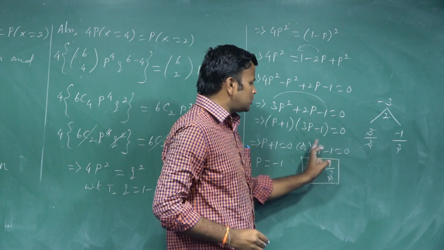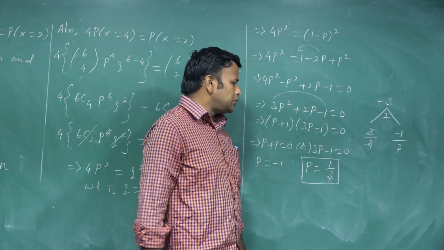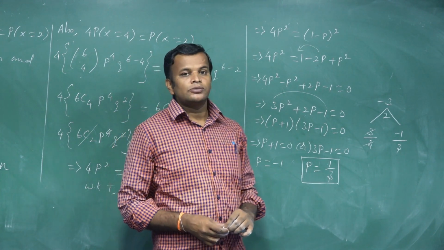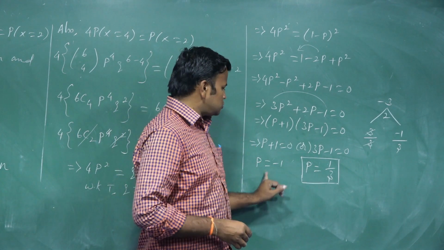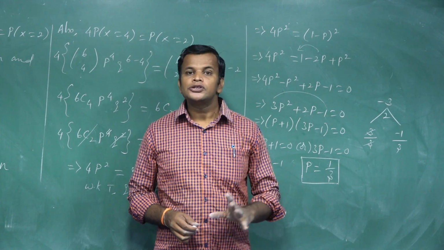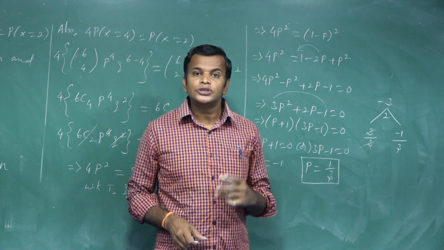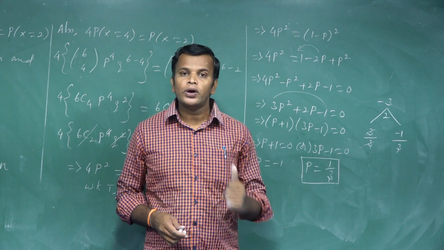Minus 1 becomes plus 1. 3p is equal to 1. So the value of p is equal to 1 by 3. I say out of these two values, one value is impossible. Do you identify? In these two values, one value is always impossible. Which value? Minus 1 is impossible. Just we write it is impossible. Then why?